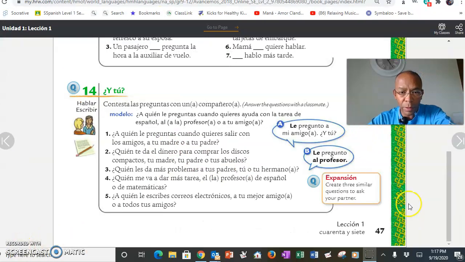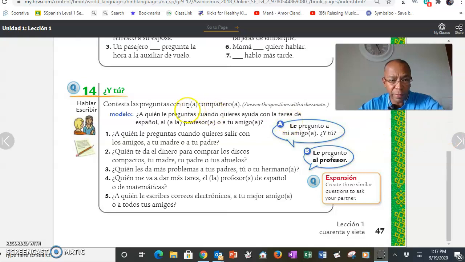Okay, so in activity 14, what you have to do here is simple. All you have to do is answer the questions with a classmate. Obviously, we are not going to do it with a classmate. You can do it on your own. You're going to click question right here, and you can just enter your answers. So there's going to be a mini conversation. For example, it's going to ask you, ¿a quién le preguntas cuando quieres ayuda con la tarea? ¿A quién? So activity 14 is a mini conversation that you have to do using indirect object pronouns.